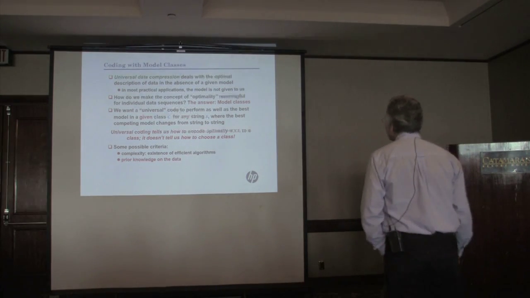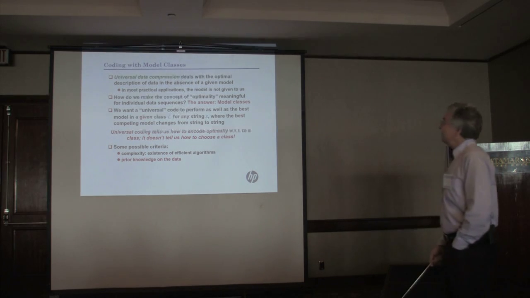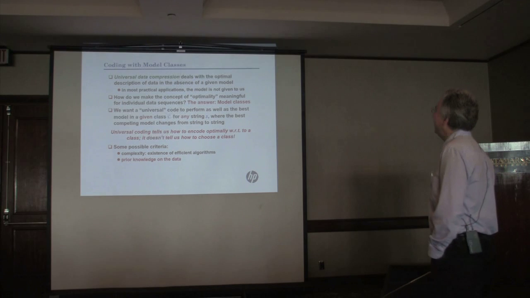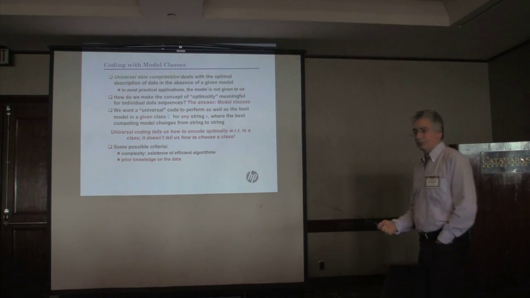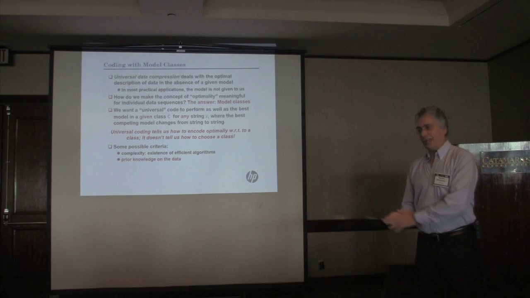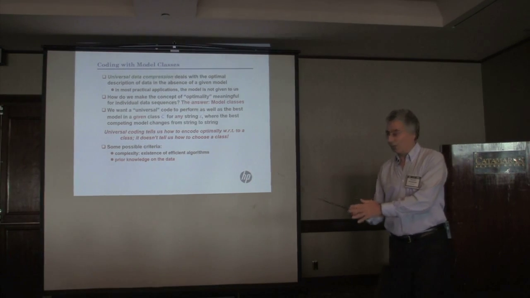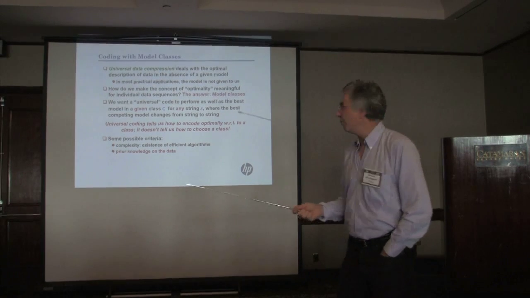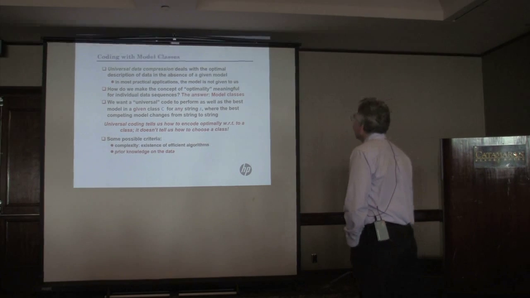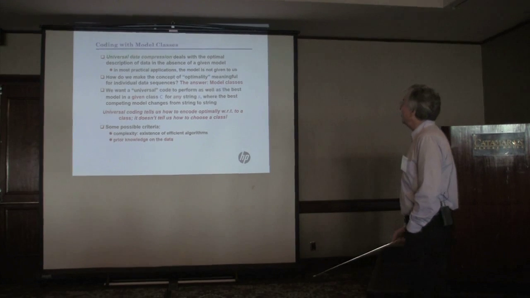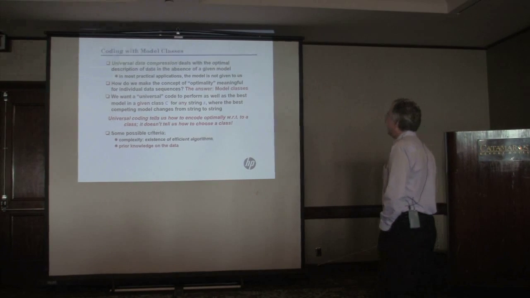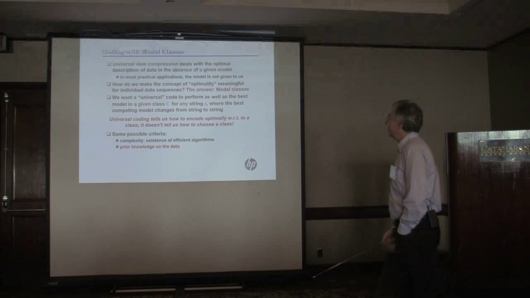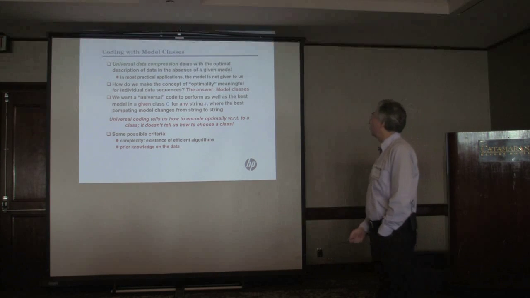And universal data compression is the part of information theory that deals with the optimal description of data in the absence of a given model. So first, a connection to practice: in general, in practice, the model is not given to you. Nobody's going to tell you the probability distribution of the data you want to compress. So the first question that comes to mind is, how do we make the concept of optimality meaningful for individual data sequences? What does it mean for a universal data compression code to be optimal?